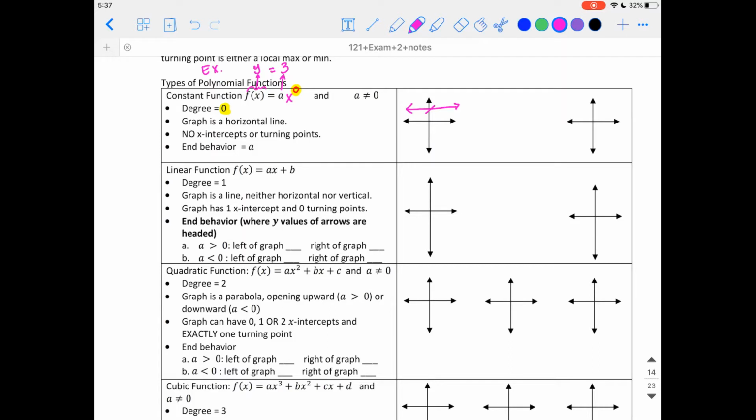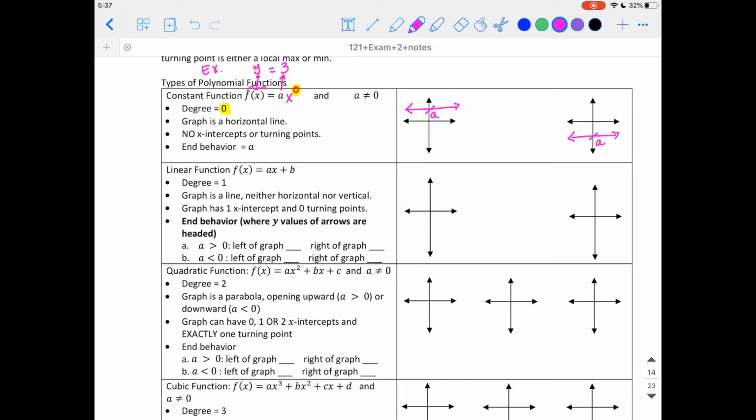And so a can be any number, not just 3. And it doesn't have to be positive, it can be negative as well. So I put it here. It could be whatever value here, positive or negative.